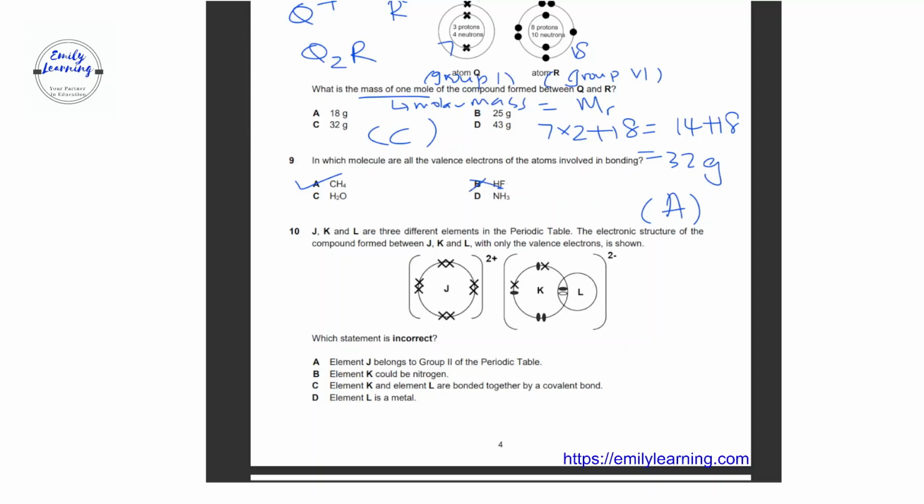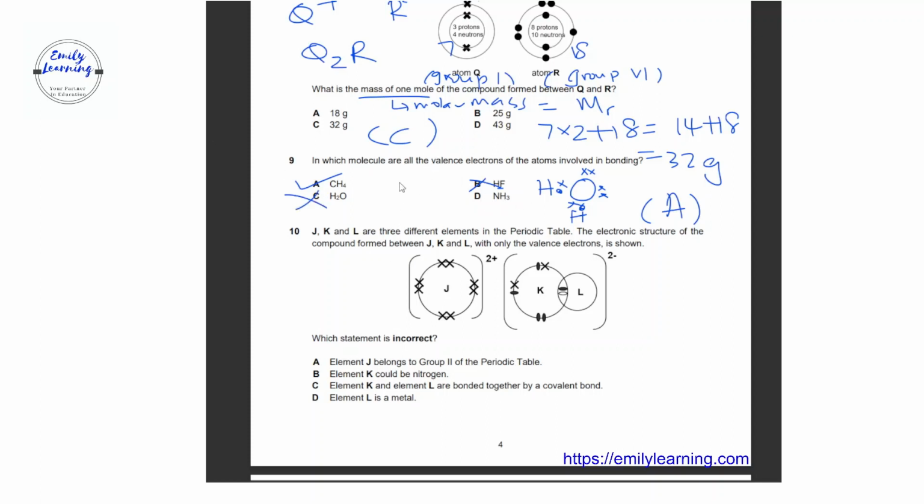Next, let's move on to water. So we have oxygen that is in group 6. So let's draw out 1, 2, 3, 4, 5, 6. 6 electrons. So we have 2 hydrogens. So 1 hydrogen is put here. The other hydrogen is put here. So you notice only 2 out of the 6 valence electrons of oxygen are used for the bonding. So therefore, we can say that C is not the answer.